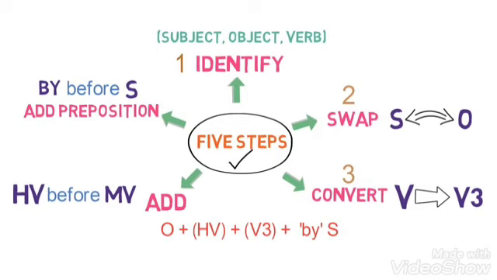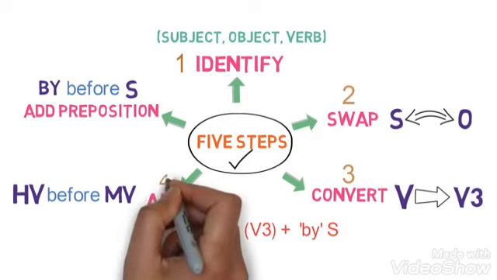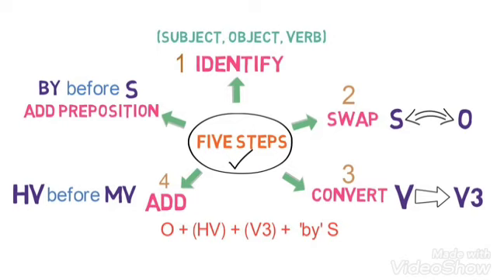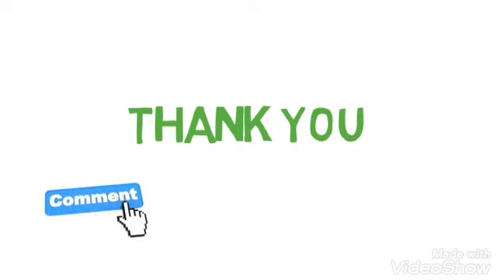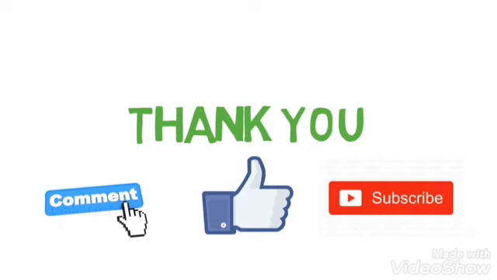Fourth one is helping verb before main verb. And fifth one is add preposition before S. S means subject. Now, in today's class, we have learned about active voice to passive voice. This is the grammar class on how to convert active voice to passive voice sentences. Just go through the rules and regulations of active voice to passive.